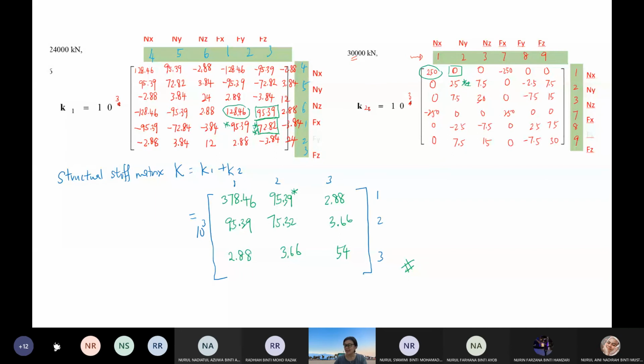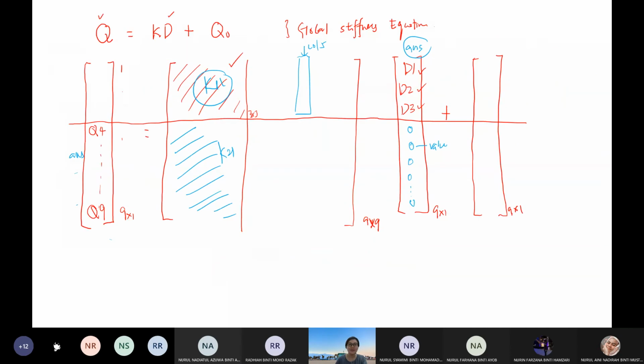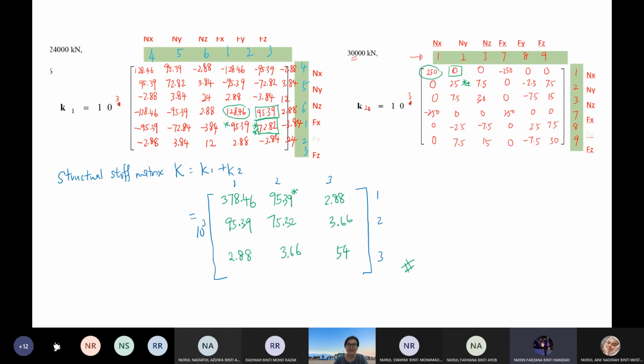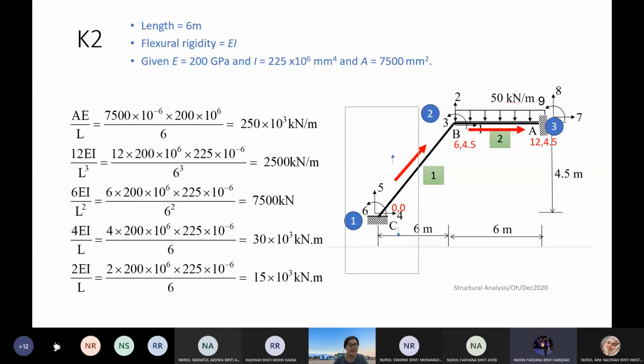But we forgot about this Q naught. We need to prepare Q naught before we can solve for D1 to D3. So for Q naught, which element do you need to determine? Q naught is needed when your element has loading. Element 2, yes, you're right. So we are going to find the Q naught for element number 2.